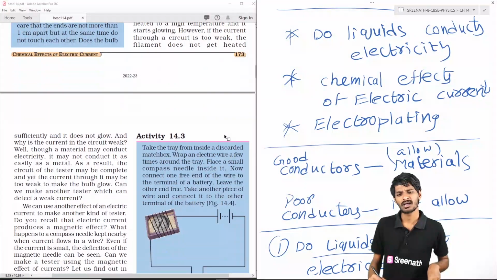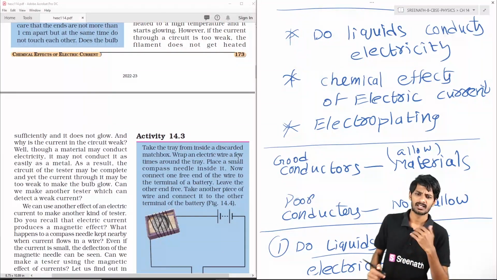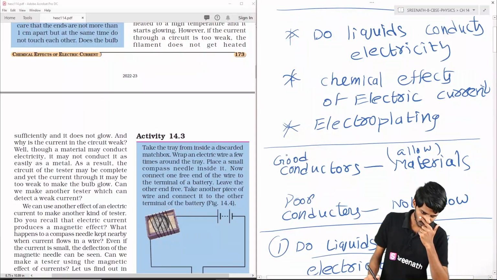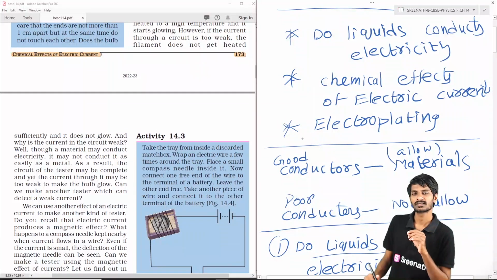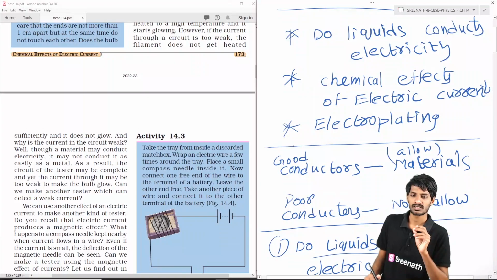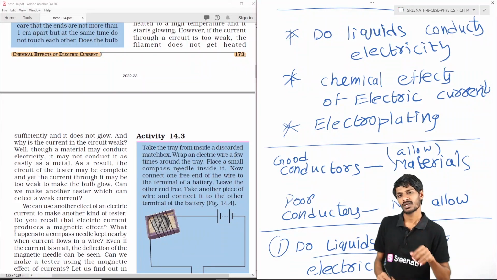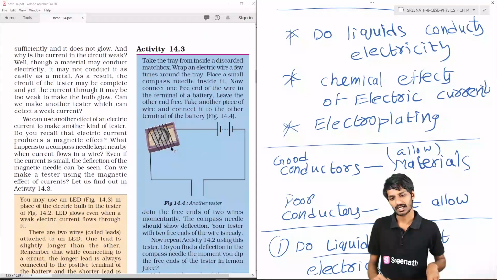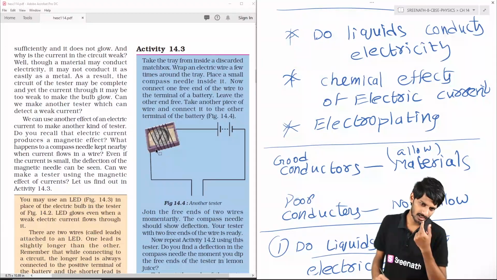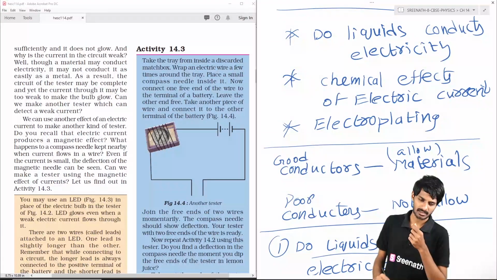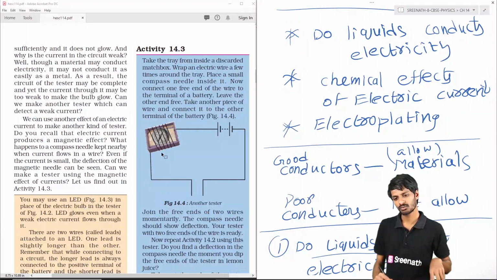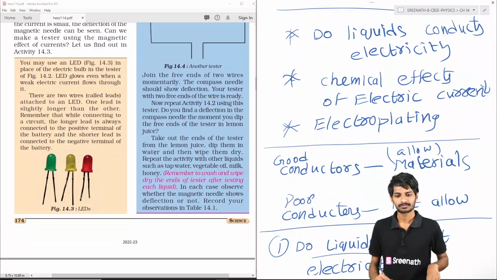And the thing is, students, that liquids are good conductors, but sometimes the bulb is not glowing. So why? Because liquids conduct the electricity, but they carry very little current. That's why we need another tester, which is developed based on the magnetic effect of electric current, students. Wherever the current flows, it shows magnetic deflection in the compass. We use this, students.